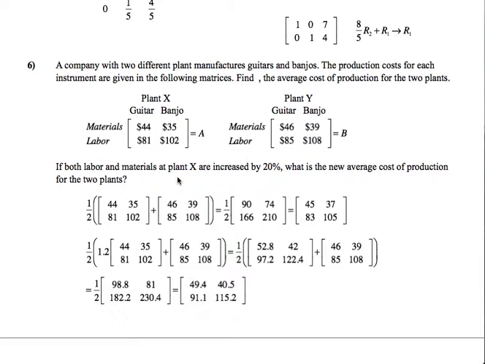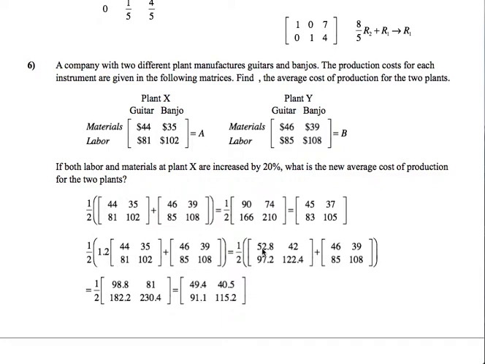Well, it says we're increasing the cost only at plant X, and that's the first matrix. That's represented by the first matrix. So we would need to multiply, since it's an increase of 20%, and the decimal equivalent of 20% is 0.2. We would multiply that matrix times 1.2 and add that to the second matrix. And that's what you see shown here.